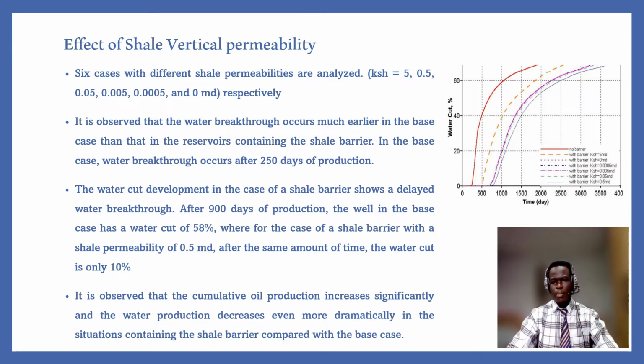The well in the base case has a water cut of 58%, whereas for the case of shale barrier with the shale permeability of 0.5 millidarcy, after the same amount of time, the water cut is only 10%. So it is also observed that the cumulative oil production increased significantly and the water production decreased in the situation containing the shale barrier compared to the base case.